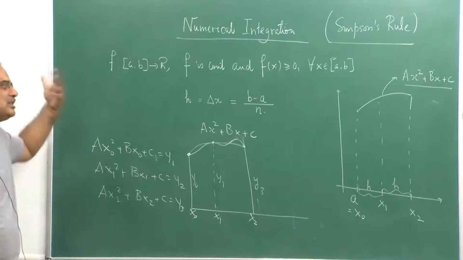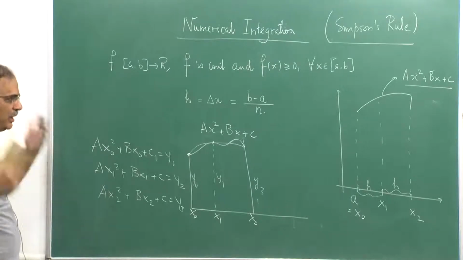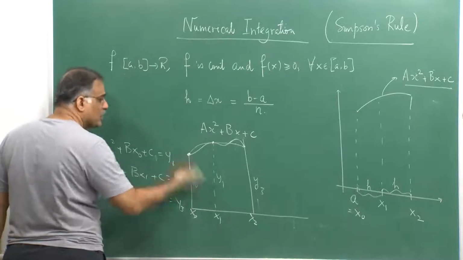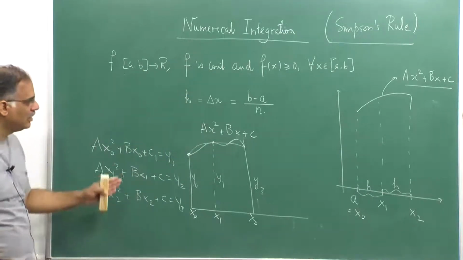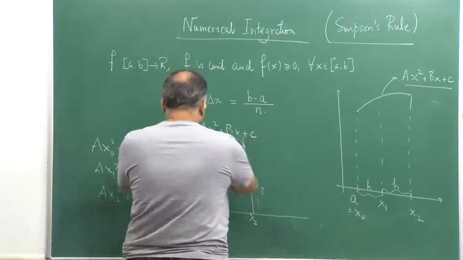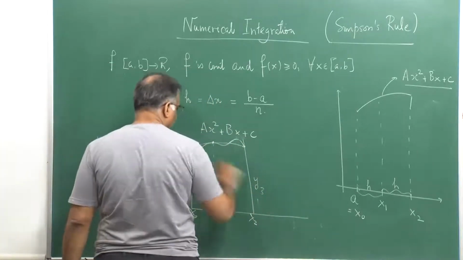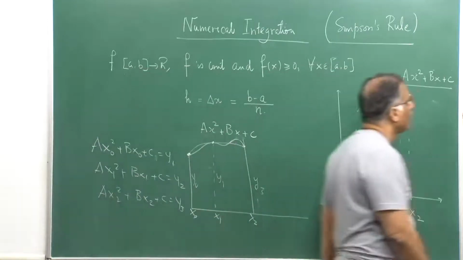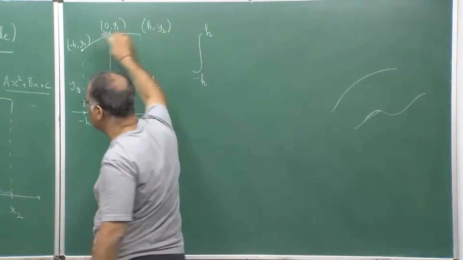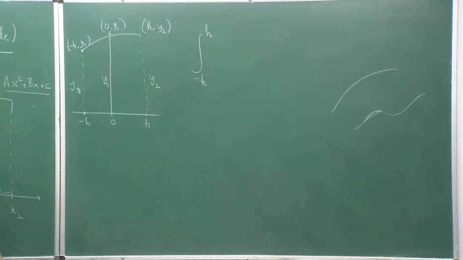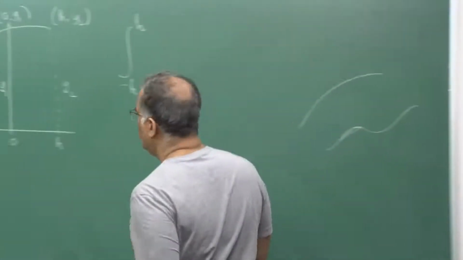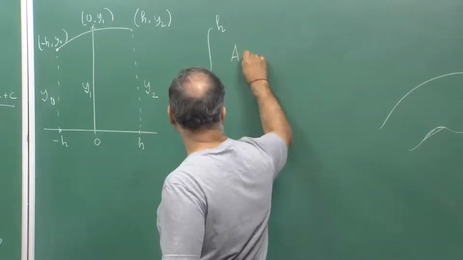So, what should be such a curve? What are a, b and c? How are they related to y0, y1, y2, so that this fitting actually happens? Once I have this curve, I am now computing the area under this curve. So, y0, y1, y2 are the same because they also lie on this curve. So, here we are now going to evaluate this integral.